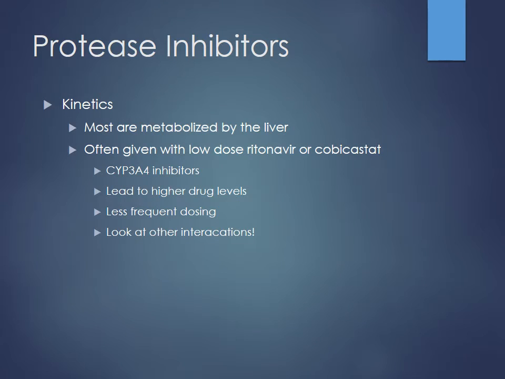So again, most of these are also going to be metabolized by the liver, but we mentioned either using that low-dose ritonavir, or there's another drug called cobicistat. You'll see that pop up a few other times throughout this lecture. Those are both going to be used to inhibit CYP3A4, to boost the levels of those other drugs that are metabolized by CYP3A4 and allow the drugs to last longer, right? So you have higher drug levels, so you're going to have better viral suppression.